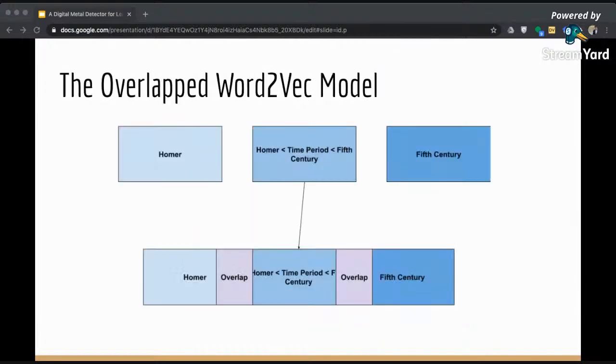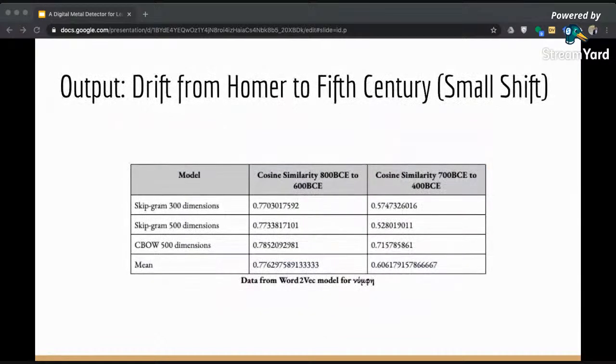So I've already mentioned how important it is to align the different centuries so that the cosine similarity is accurate. Now, you can use overlap to do this. You can overlap different centuries on top of each other, so you've got a bit of Homer in a bit of the next century. Or you can use linear algebraic methods like orthogonal Procrustes. In this paper, I've gone for overlap, but I have used Procrustes elsewhere, and as has Barbara McGillivray.